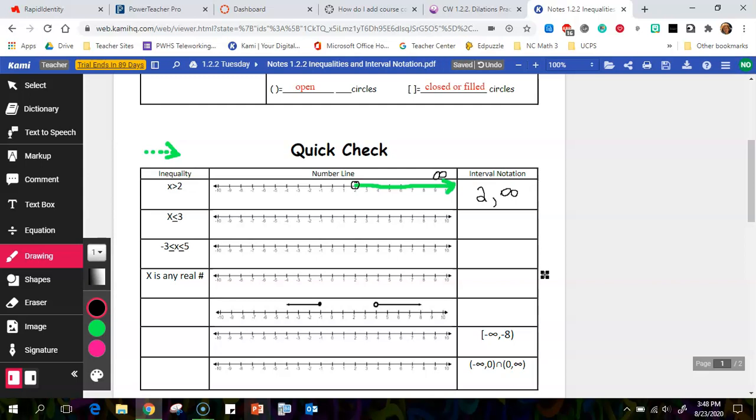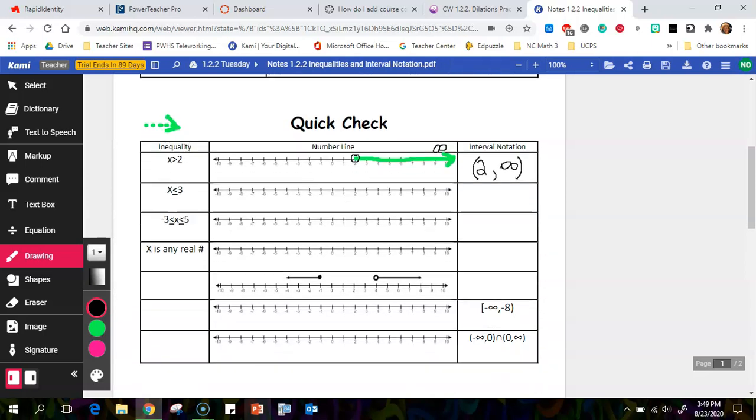Now, infinity always gets parentheses, okay? If this 2 was colored in, if it said greater than or equal to, then I would put a bracket right here, but it doesn't. So what I use is parentheses, and that indicates that it's everything greater than 2, but 2 is not included. So 2 would not be included in that solution set. 2.1 would be, 3 would be, 3.5 would be, but the number 2 is not included in that solution set. So there are 3 different ways we can write inequalities. One is with the inequality symbols. The other one is on a number line, and the other one is interval notation like this on the right.